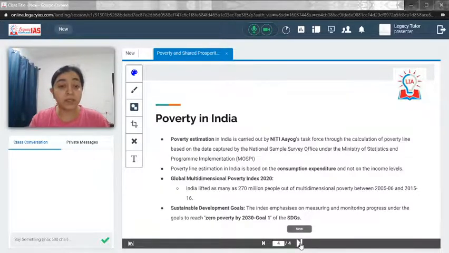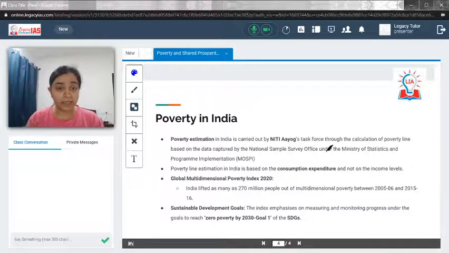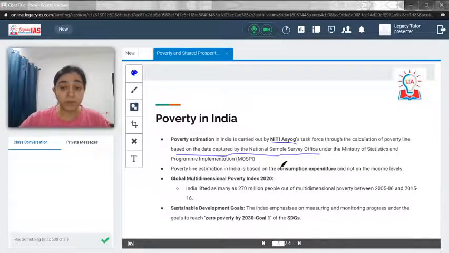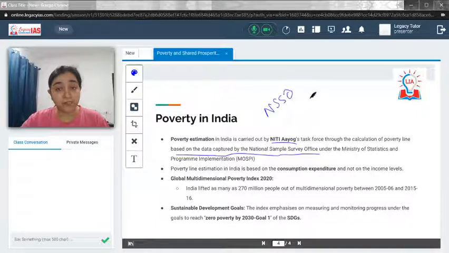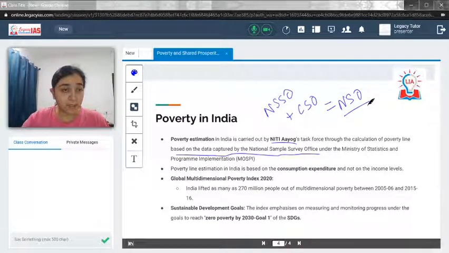Now let's also try to discuss how poverty is there in India. So poverty estimation in India is carried out by the Niti Aayog task force through the calculation of poverty line based on the data captured by the National Sample Survey Office under the Ministry of MOSPI. So now National Sample Survey Office plus Central Statistics Office has been combined to form the National Statistics Office. So now NSSO and CSO work together under the National Statistics Office, and this particular organization is the one which kind of helped the Niti Aayog task force to come up with poverty estimation.